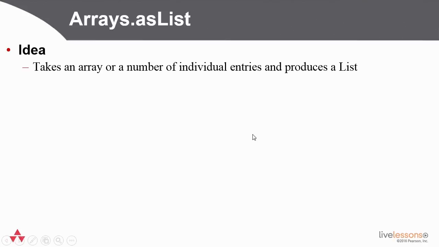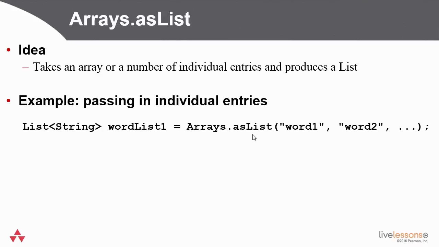Arrays.asList takes either an array or a bunch of individual entries separated by commas and spits out a list. This is particularly useful when you're making quick tests where you need lists. Rather than making a new ArrayList and calling add 5 times, you can just say Arrays.asList and supply the entries separated by commas. It's very convenient. It's just a lot shorter. It would take 5 lines to call add 5 times. Now you can do it in 1 single line.